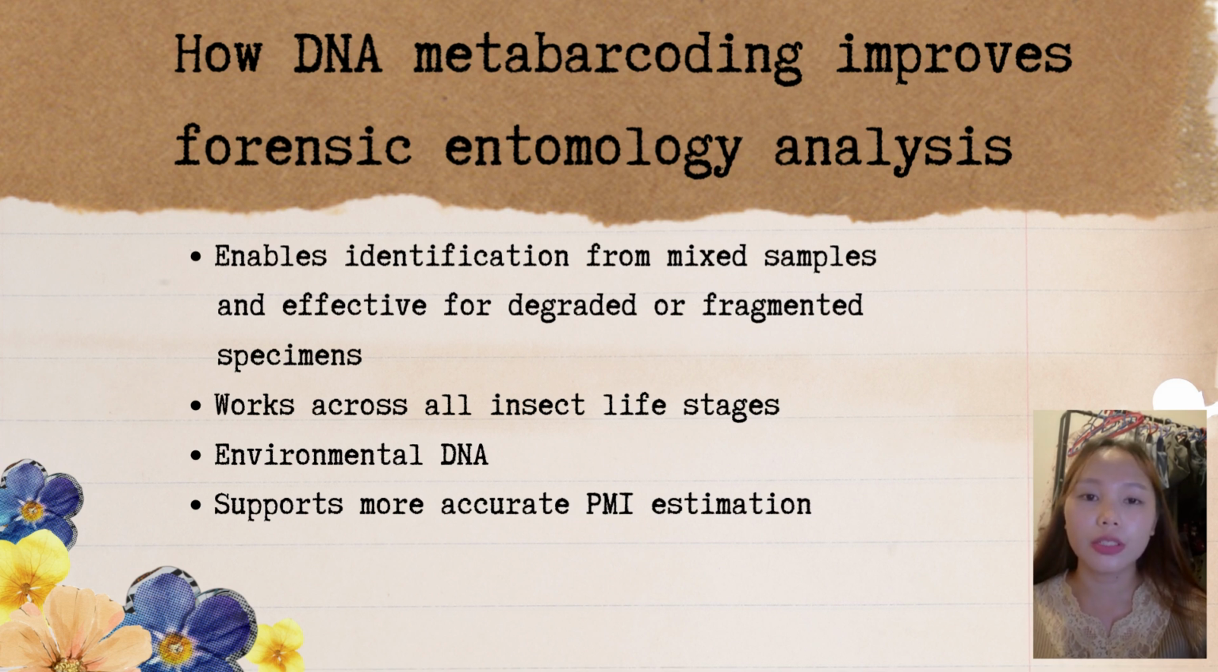First, it allows species identification from mixed insect samples and remains effective even when specimens are degraded or fragmented. Second, it works across all insect life stages, including eggs and early larvae, which are difficult to identify morphologically. In addition, DNA metabarcoding can also be applied to environmental DNA, meaning insect DNA left behind in soil, clothing, or surrounding materials. Altogether, these advantages support more accurate postmortem interval estimation.